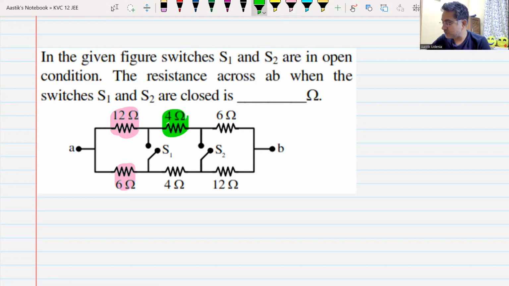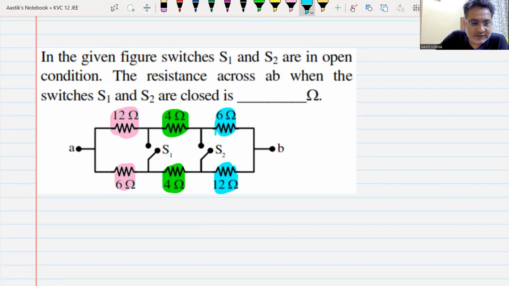This switch is also closed. So 4 and 4 come in parallel. It becomes 2. This also comes in parallel. It becomes 4. That is the answer.